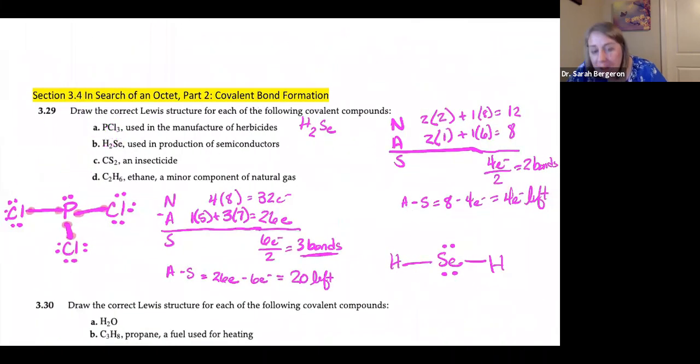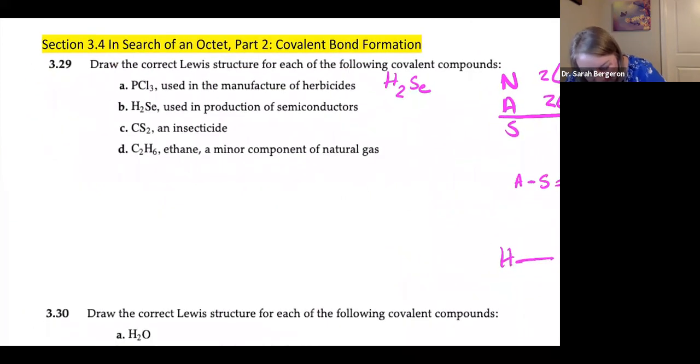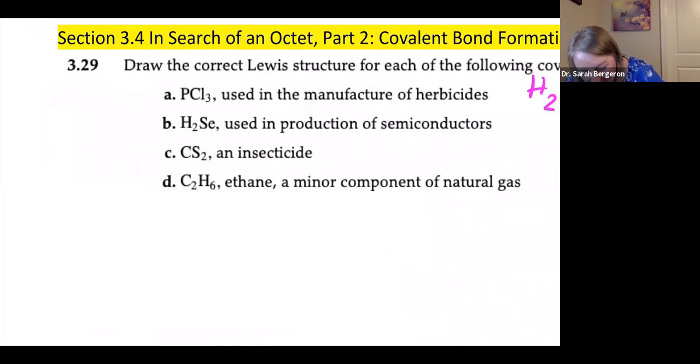Okay, I obviously did not leave enough room for these. All right, so I'm going to go ahead and erase, clear, cut, whatever it is. Okay, let's try a different color so we don't overlap. All right, CS2, an insecticide. So let's do our needed, available, shared.